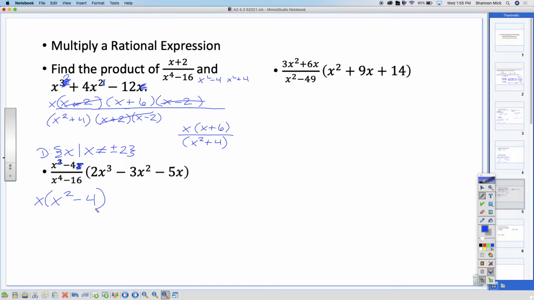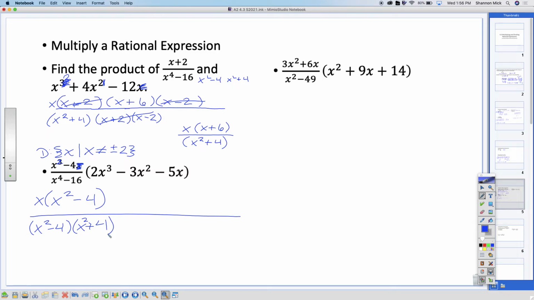Yeah, so why don't you take x squared out of it? I can factor the denominator to x squared minus 4 and x squared plus 4, and I can save myself some time. Did everyone see that?